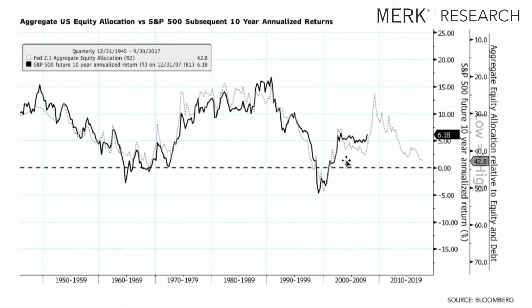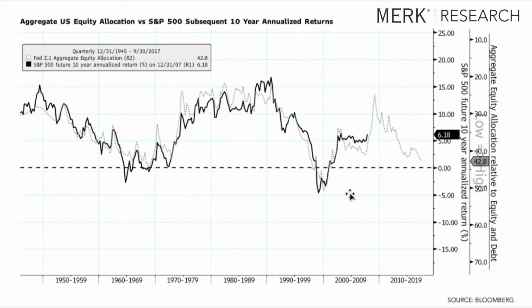The black line is the subsequent 10-year annualized return on the S&P 500. So the data is only available to December of 2007 because we know with certainty now what that subsequent 10-year return starting from September 31st, 2007 is. The annualized rate was 6.18% through this past December of 2017. And what you can see visually here, and what the regression analysis suggests, is that the equity allocation has a strong relationship to the subsequent 10-year return. All we can say is that historically there's been a relationship. It's really not meant to be a forecasting tool.